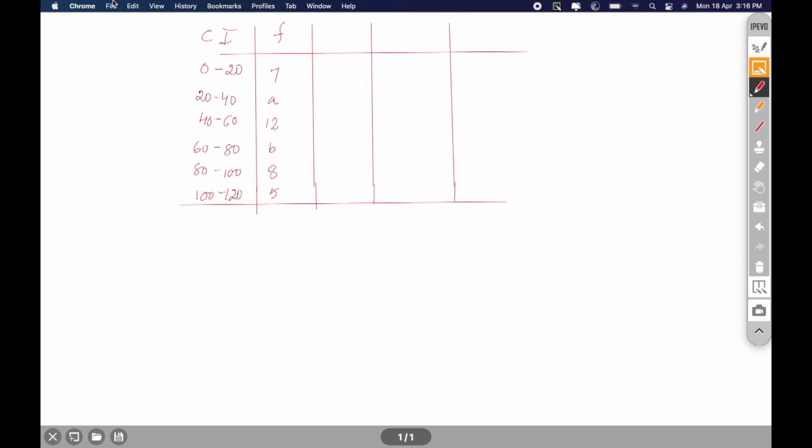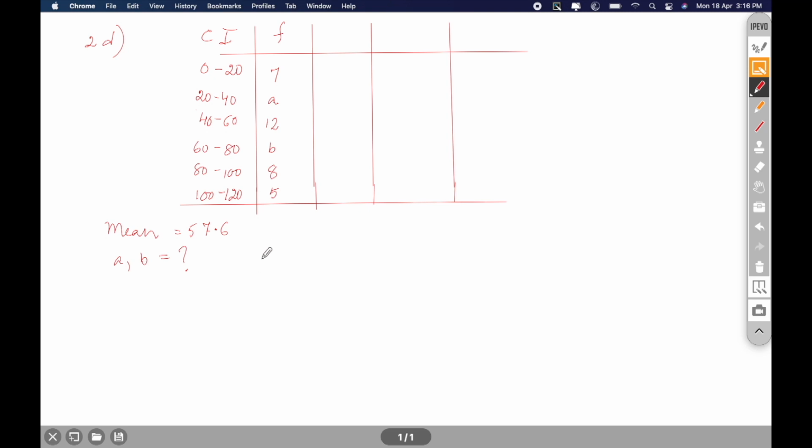So the next question is 2 part D. If the mean of the following distribution is 57.6, find A and B, where the marks scored by a group of 50 students in an assessment is given as follows. So the class intervals are given 0 to 20, 20 to 40, 40 to 60, 60 to 80, 80 to 100 and 100 to 120. Frequencies are 7, A, 12, B, 8, 5. And we are also provided with the mean, that is 57.6. We have to find A and B, the missing frequencies.